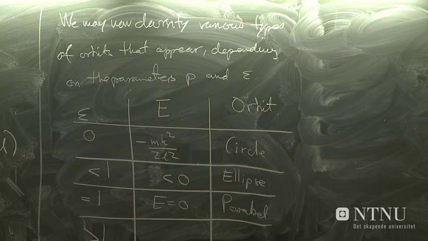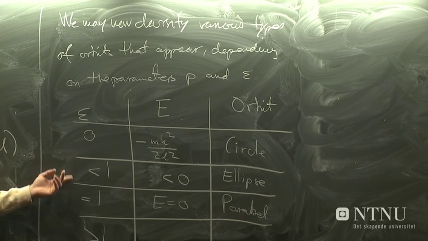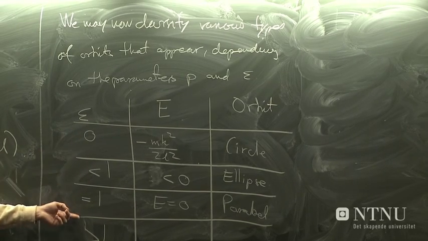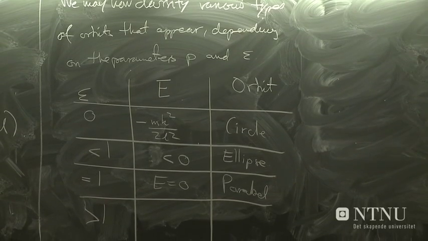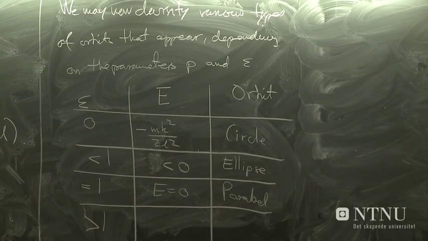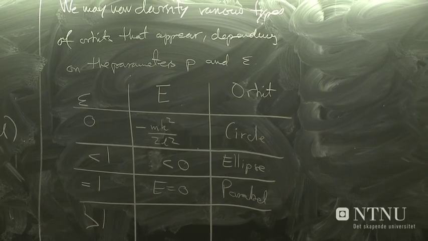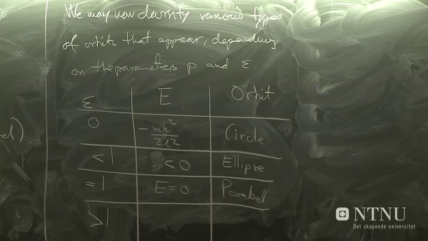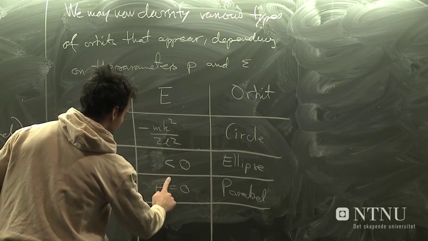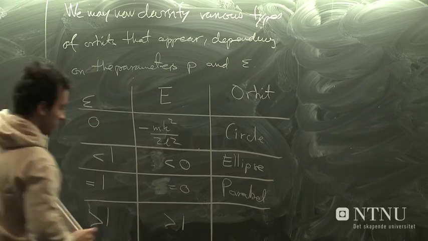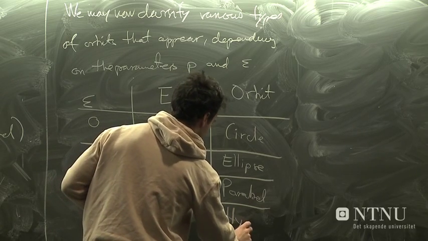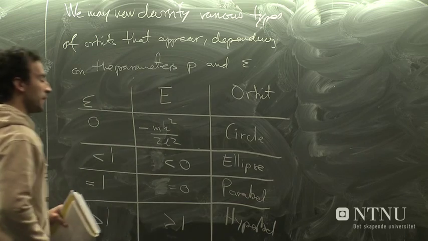And we have one final case remaining. So note that these 3 cases are just a special case of epsilon being smaller than 1, but these 3 cases sort of exhaust all the possible scenarios that we can have, since epsilon is a real quantity. So if it's larger than 1, the energy is also larger than 0, and we get what is known as a hyperbola.